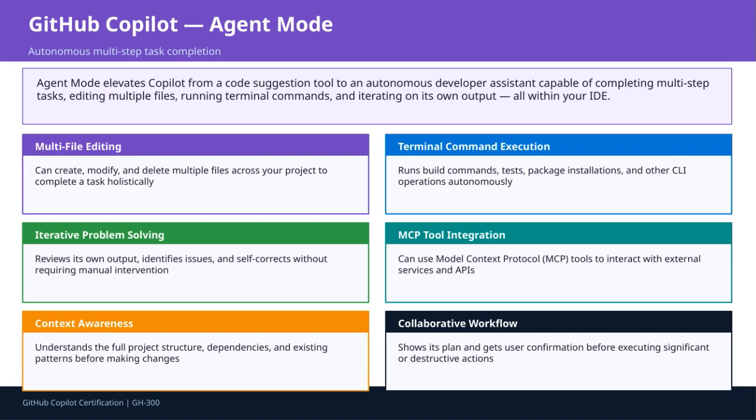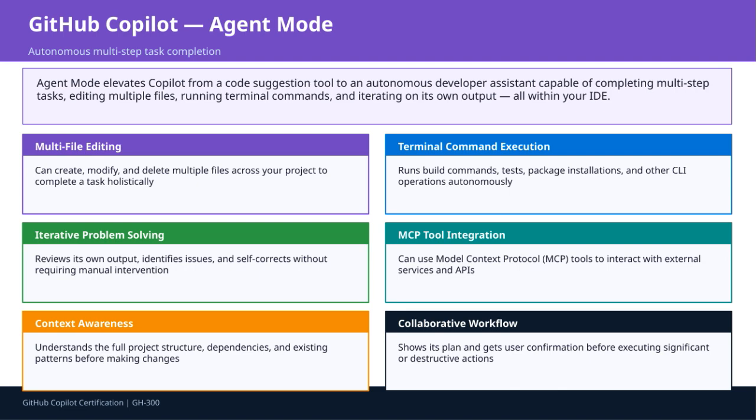It also executes terminal commands on its own, such as running builds, tests, and installing packages, so you don't have to switch contexts or handle these manually. Agent mode is smart about iterative problem solving. It reviews its own output, detects issues, and corrects itself without needing you to step in, which saves a lot of back-and-forth time. Another powerful capability is its integration with MCP tools, allowing it to interact with external services and APIs seamlessly. It's also deeply context-aware.